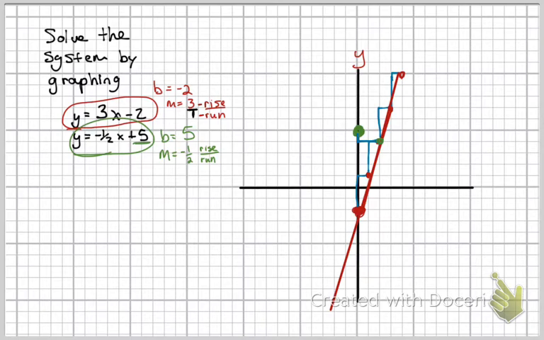I'm just going to continue that pattern several times until I can make sure that I've got an accurate representation of what y is equal to negative 1/2 x plus 5 should look like. And then I'm going to connect the dots.